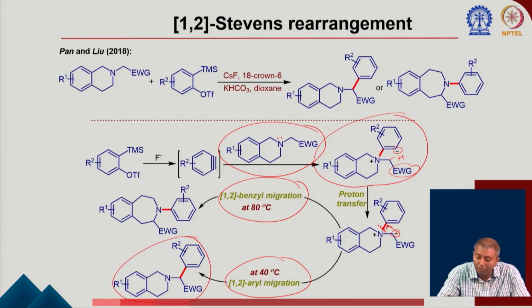You can clearly see that. So what is happening? There is a 1,2-aryl shift. This aryl group is now coming from nitrogen to the corresponding carbon, with which the electron withdrawing groups are, and the rest of the things remain the same.